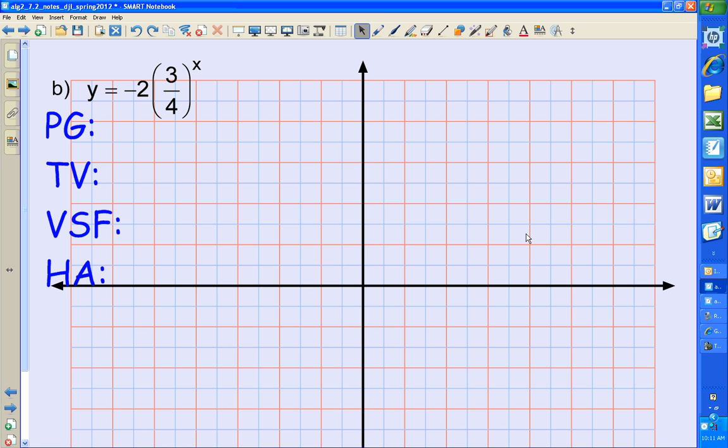Okay, what is the parent graph? I think I can handle that one. Y equals 3 over 4 to the power of x. What's the translation vector? 0, 0. Vertical stretch factor? Negative 2. So the horizontal asymptote is y equals 0, because there's no translating, the asymptote will always be y equals 0.